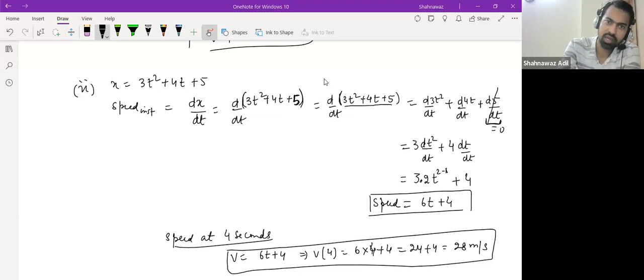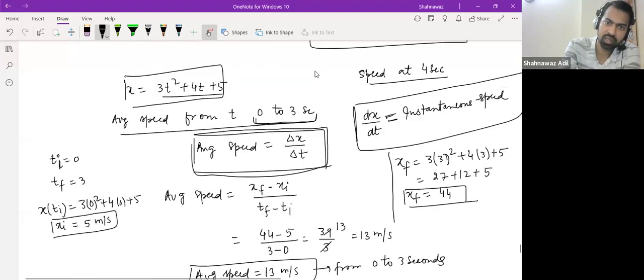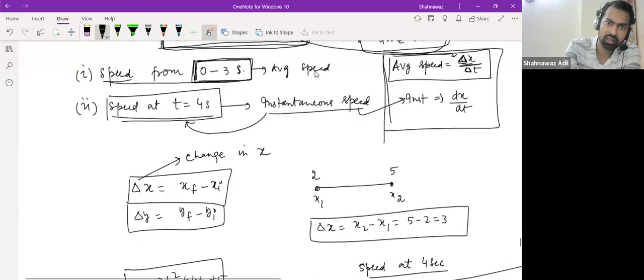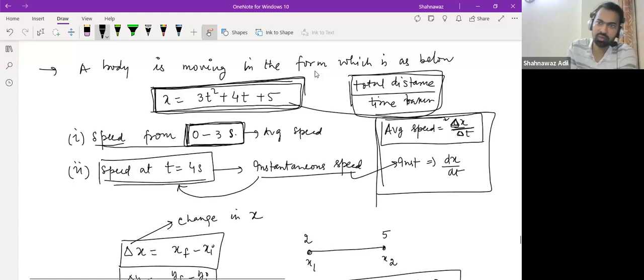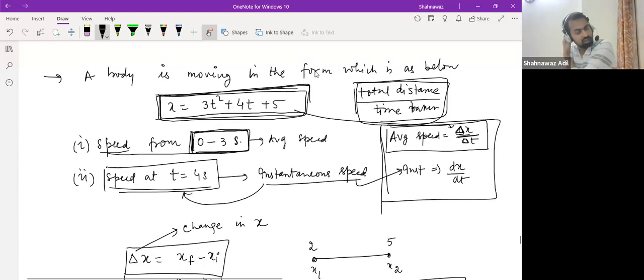Okay, so you guys quickly note down this problem, and then I will start with the velocity one. This I did in the previous class.